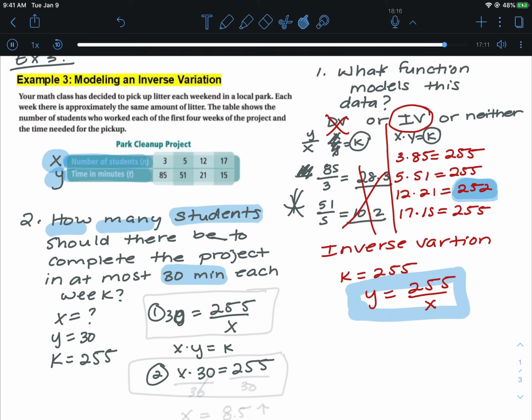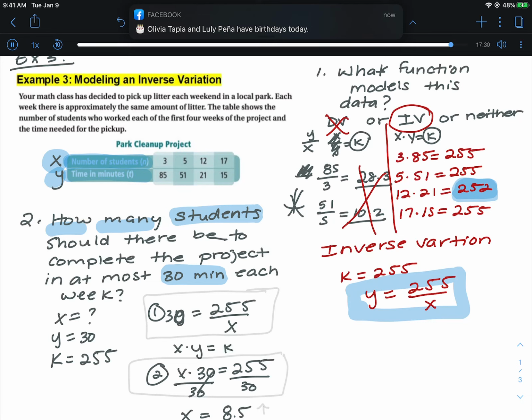Personally, I think the second one is a lot better, because all you would have to do is divide by 30, and X is going to give you 255 divided by 30, which is 8.5. So how many students do they need is 8.5 students, which... Can you have 8.5 students? No. So we have to round this up to say that they are going to need 9 students.